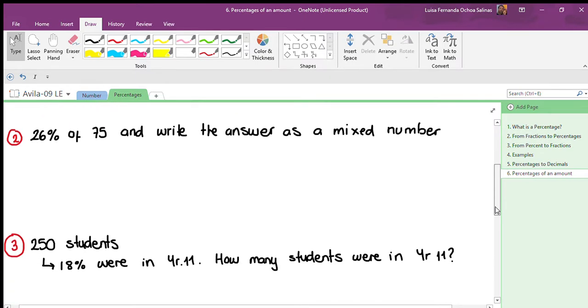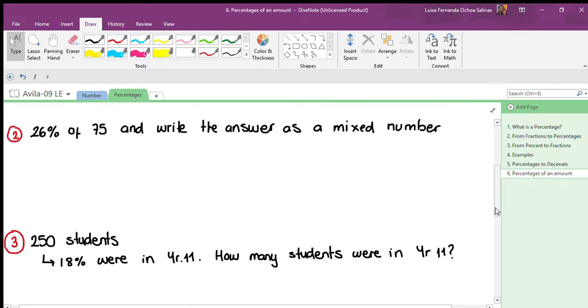So, 26% of 75, and write the answer as a mixed number. I'm doing this example because some of your questions are going to be written like this. For this one, you need your CAS. So how do we do this? We do 26 over 100.